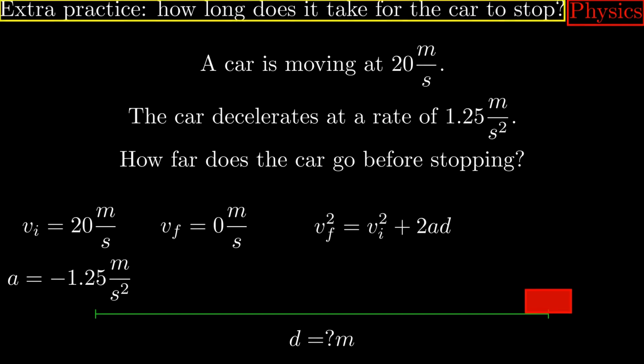Another way you could figure out that you need the third equation is that we don't have time. And the third equation is called the timeless equation because we don't need time. So from this equation, we can find the displacement to be 160 meters. And those are all the examples I have for you.